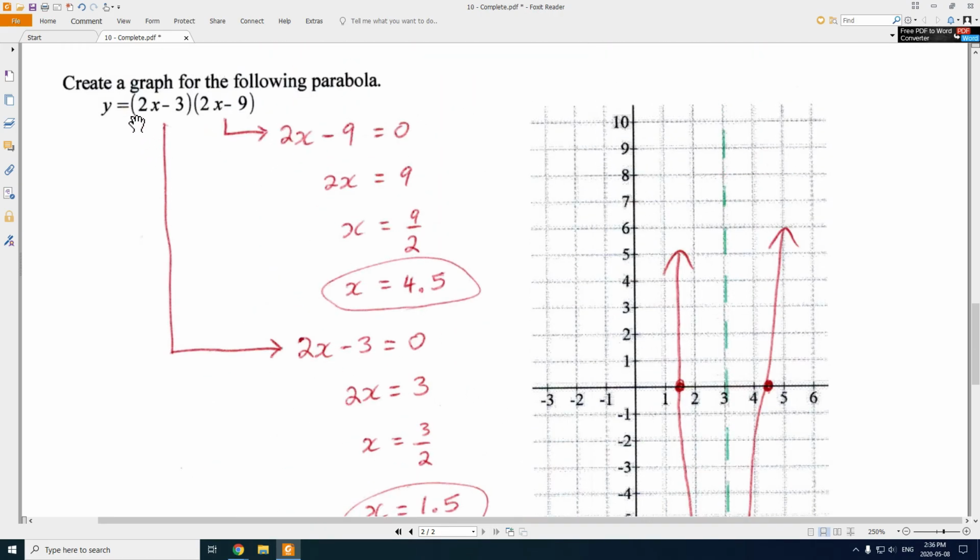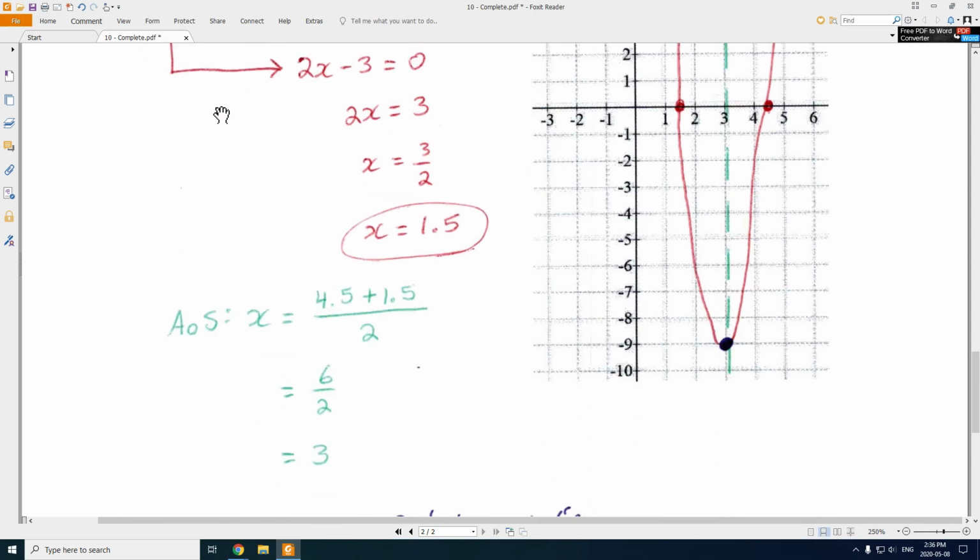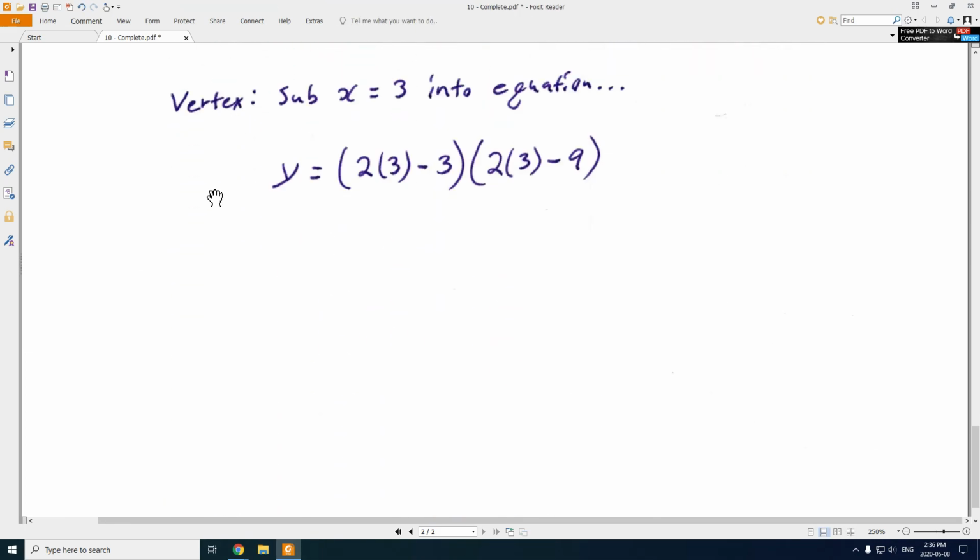So I go back to my original equation here, and I'm going to replace x with 3, right, in both spots. So sub x equals 3 into the equation. Okay, so I rewrote my equation, right? 2x minus 3, 2 times 3, right, minus 3. 2x minus 9, 2 times 3 minus 9. And now I need to solve it. BEDMAS tells me simplify the brackets first. Okay, so 2 times 3 is 6, so 6 minus 3. And 2 times 3 is 6 minus 9.